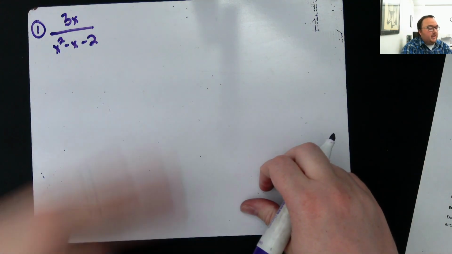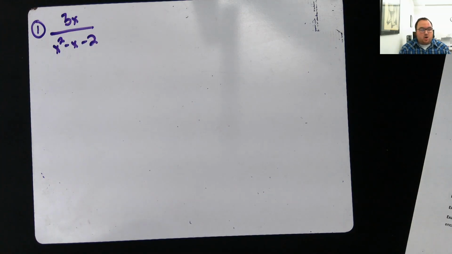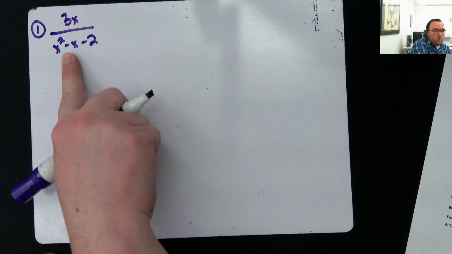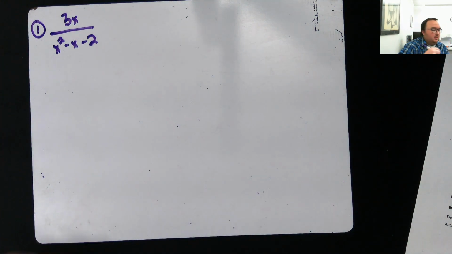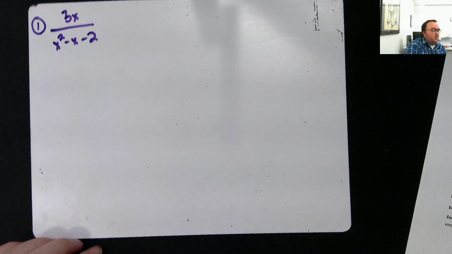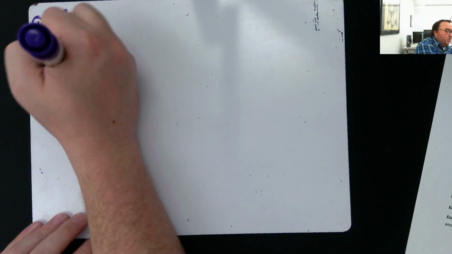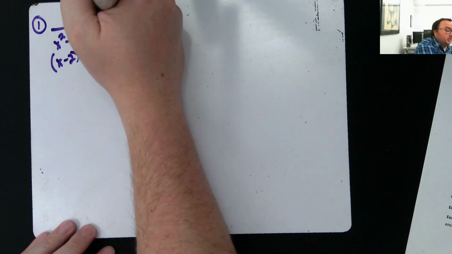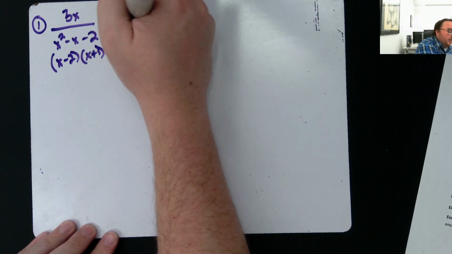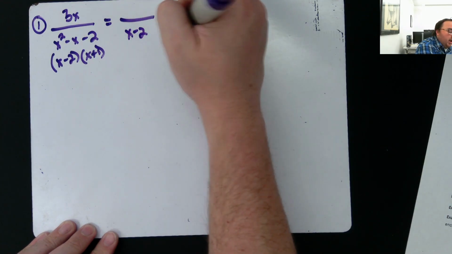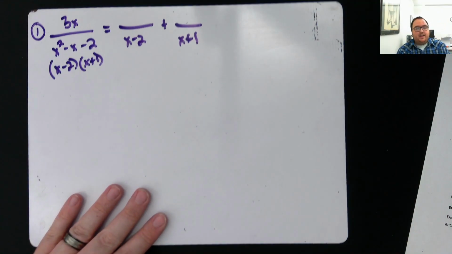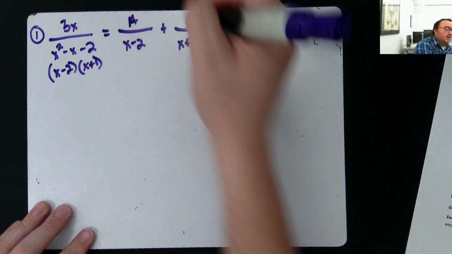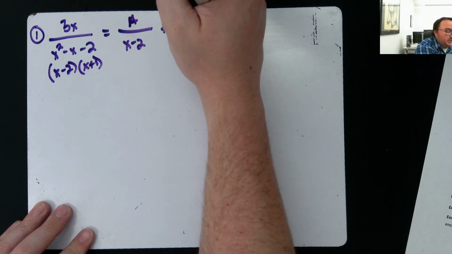So first things first, I need to know what the factors are. I need the factors of negative 2 whose sum is equal to negative 1. Give that a think really quick. Pause it if we have to. That would be negative 2 and positive 1. So our fractions must have been over x minus 2 and over x plus 1. And again, since I had x to the first right here, on top I must have just had a constant. Same thing over here.